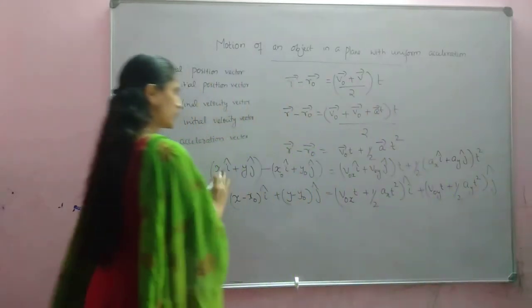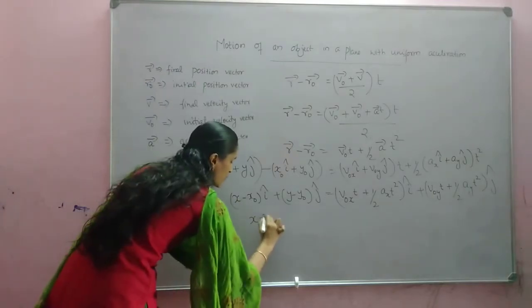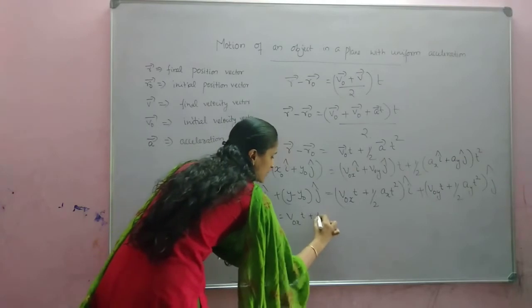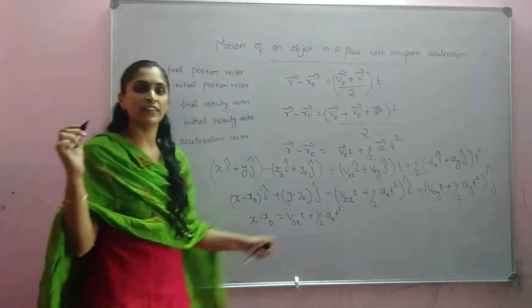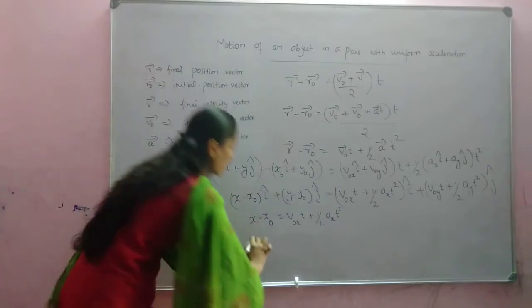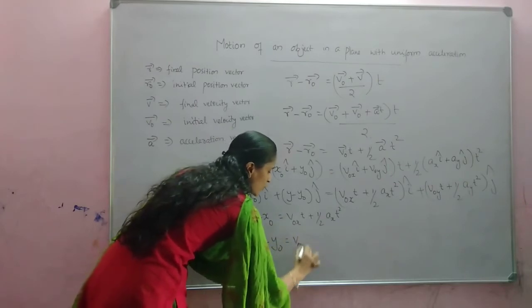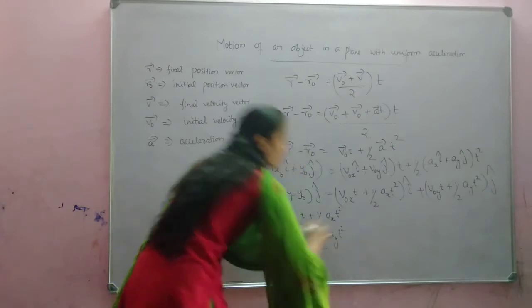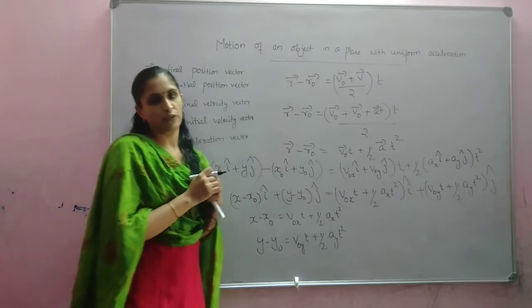Okay, so we can equate x components and y components. So what we will get, the x component of displacement, we will get it as x minus x0 equal to v0x t plus half ax t square. So here no need of writing in vector notation because we are already writing the components. Okay, same way we can write y minus y0 equal to v0y t plus half ay into t square. Okay, is it clear? So this is about the second equation of motion.